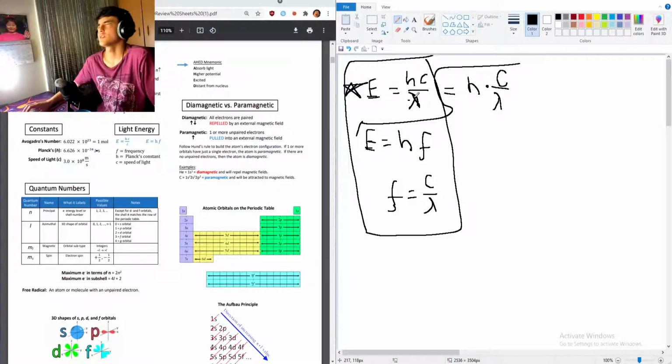Planck's constant 6.626 times 10 to the negative 34th. Speed of light 3 times 10 to the 8th. Avogadro's number 6.022 times 10 to the 23rd. Yeah.